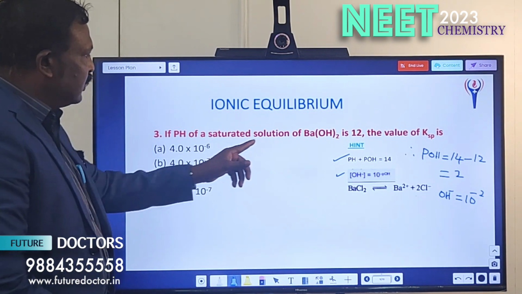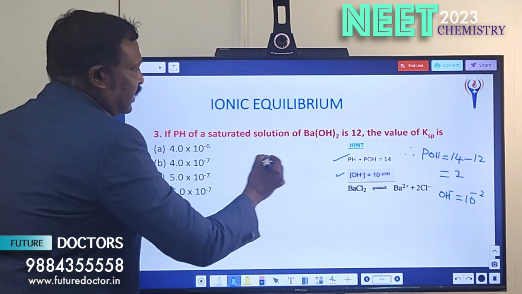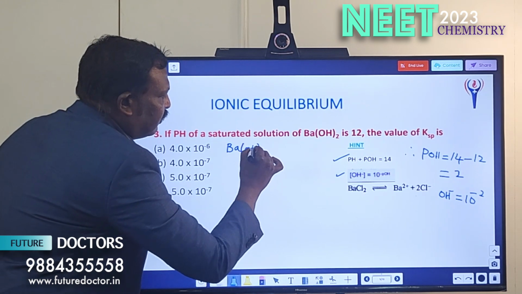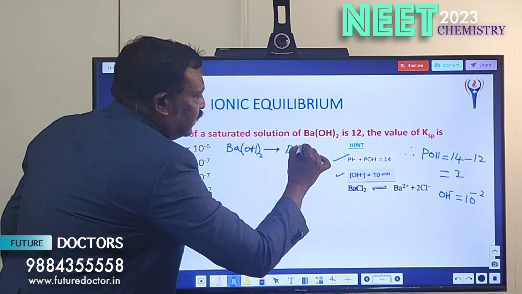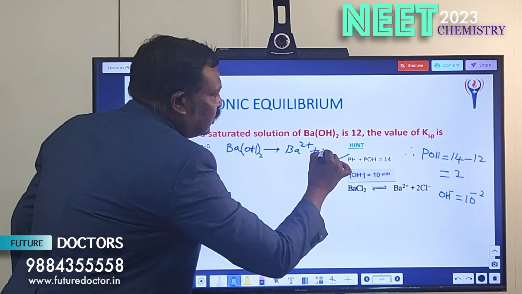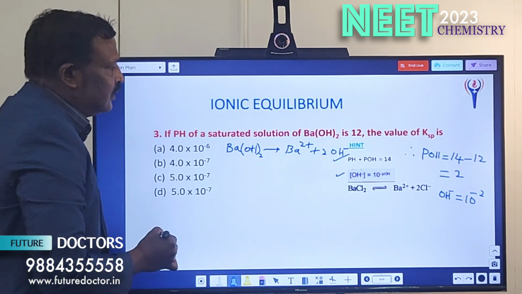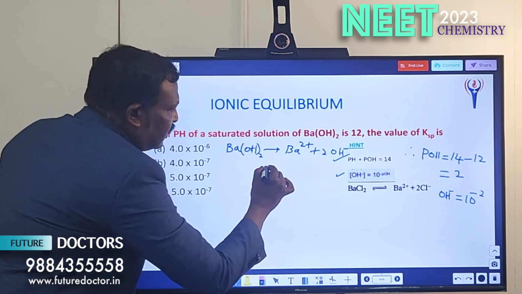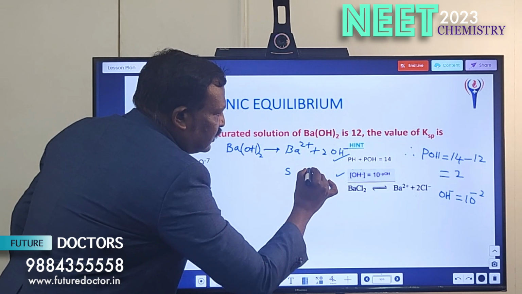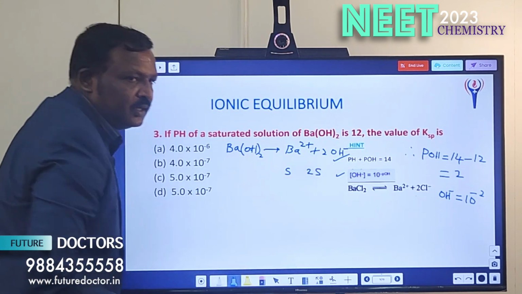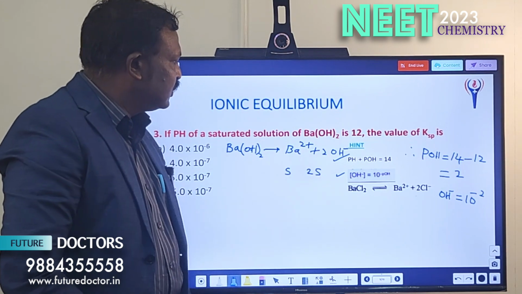Next, now see the barium hydroxide. The formula is given. You can split it into Ba2 plus and 2 times OH minus. Here, as usual, Ba2 plus is considered 1 ion, so 1 S. Here there are 2 OH minus ions, so we put 2 S, 2 solubility. S means solubility. 1 S, and here 2 ions, so 2 S.